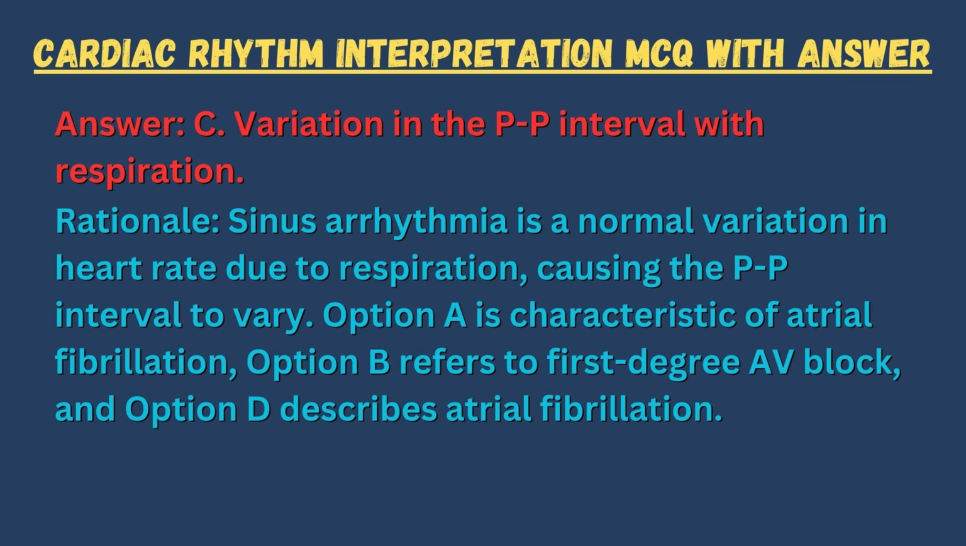Answer: C. Variation in the PP interval with respiration. Rationale: sinus arrhythmia is a normal variation in heart rate due to respiration, causing the PP interval to vary. Option A is characteristic of atrial fibrillation. Option B refers to first-degree AV block, and option D describes atrial fibrillation.